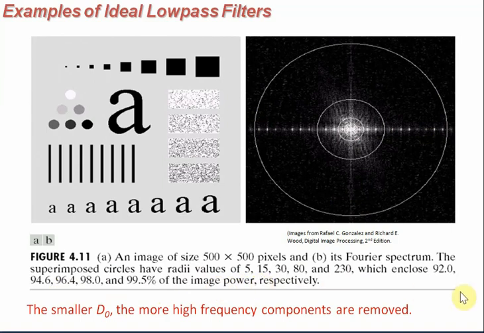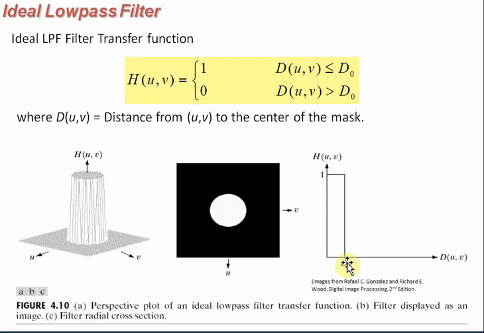So here, the smaller the D naught, the more high frequency components are removed. Am I correct? If D naught is smaller, these are the high frequency components, so these are eliminated. If I multiply this H of u comma v to the image in the frequency domain, F of u comma v, then I can get the resultant image G of u comma v.